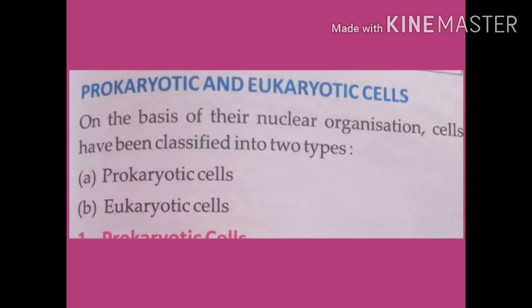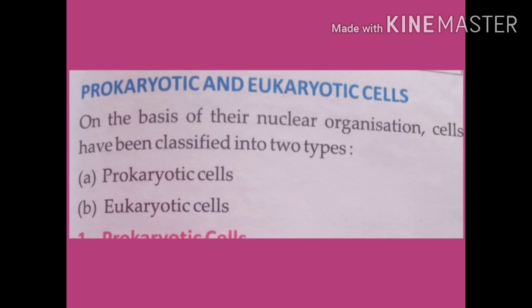Now prokaryotic and eukaryotic cells. On the basis of nuclear organization, cells have been divided into two types. The first one is prokaryotic and the second one is eukaryotic cells. First of all, we will read about prokaryotic cells. The cells which do not have a well organized nucleus due to the absence of a nuclear membrane are called prokaryotic cells, so they are known as primitive cells also.